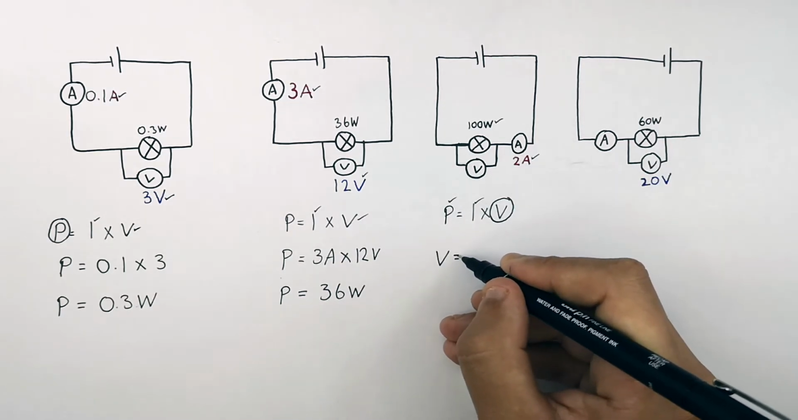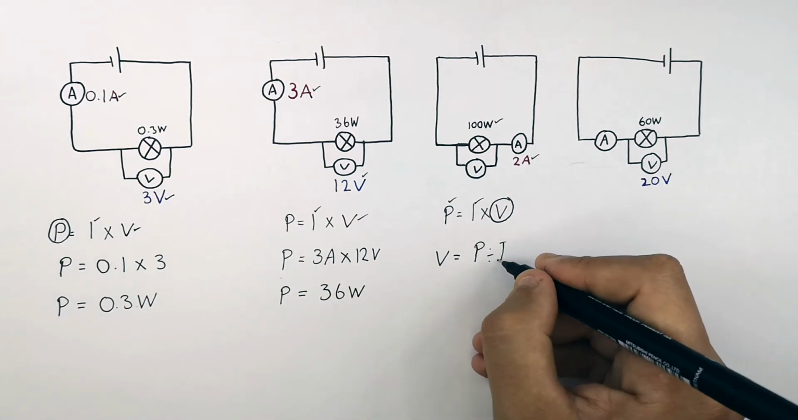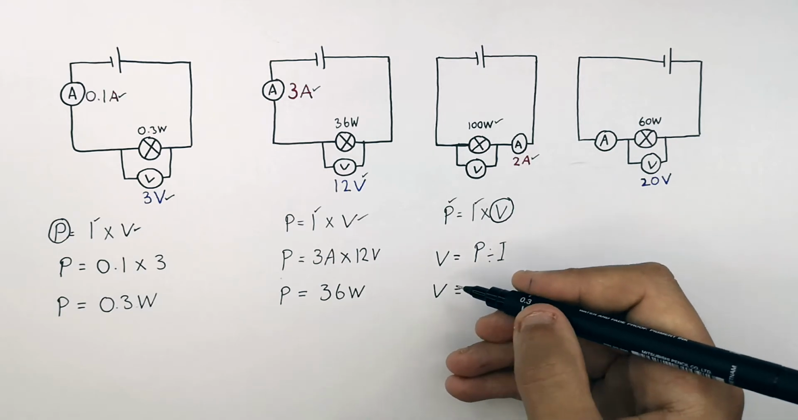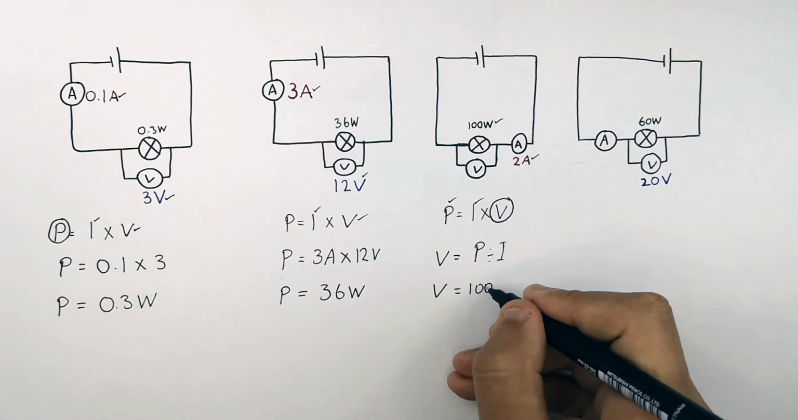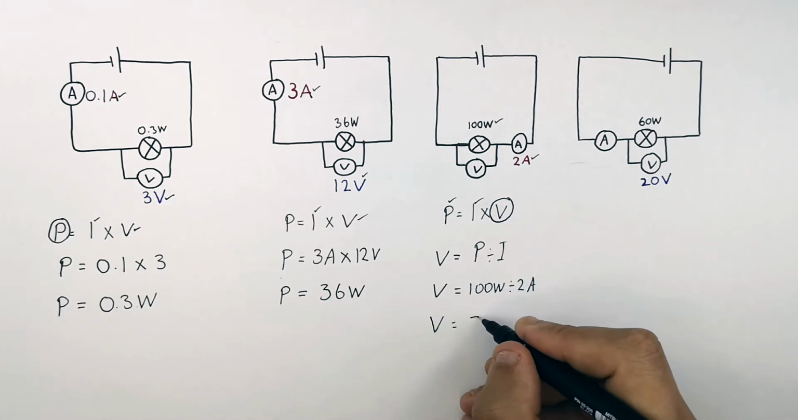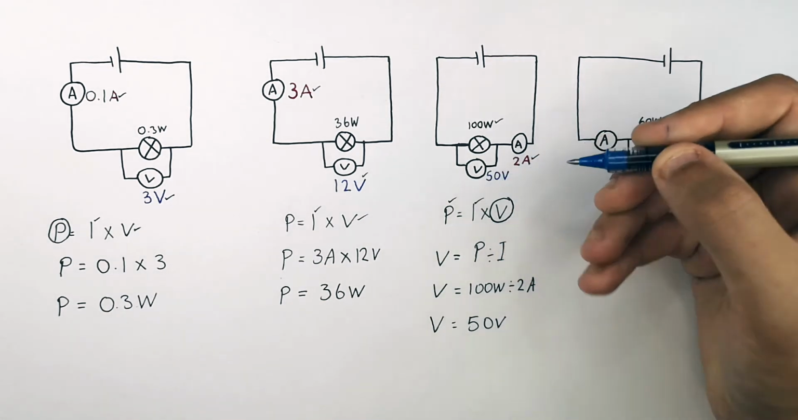So rearrange for V. V equals P power divided by the current I. So V equals P divided by I. So V equals 100 watts divided by 2 amps. So V equals 50 volts. The potential difference across the bulb is 50 volts.